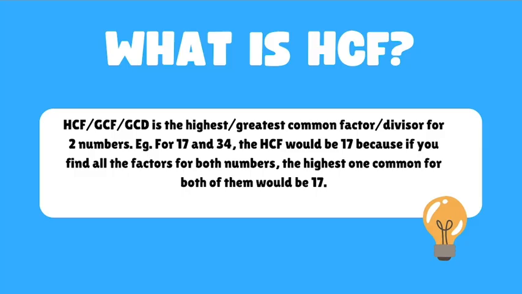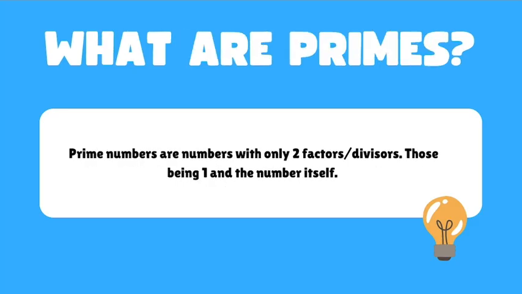So before we start with the example, we have to do the prime numbers. This is because one of the methods actually uses prime numbers, and it is, I would say, the best method. It's the fastest one. What are primes? Prime numbers are numbers with only two factors or divisors, those being 1 and the number itself. If you want to learn more about prime numbers, click the video link up above or the link in the description, because I have actually made a video about it a long time back.